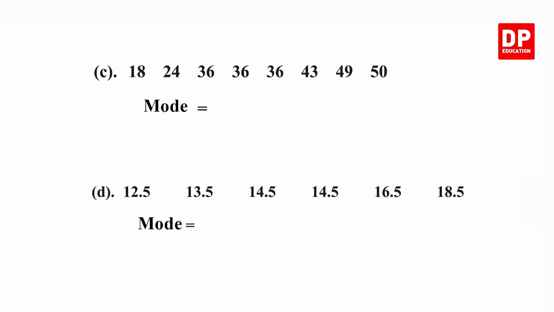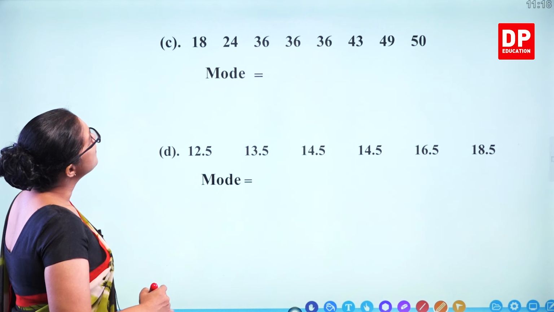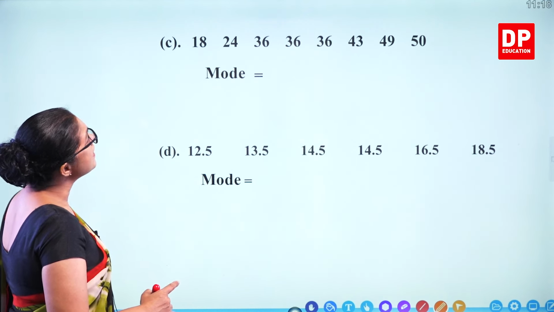This one? This is in increasing order. 36 three times. So what's the mode? 36. This one? 14.5 twice. All the other numbers once. So 14.5 is the mode value.